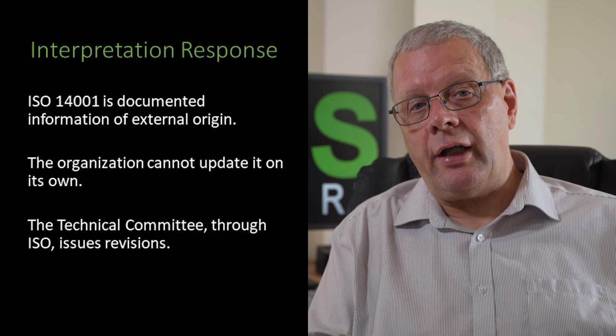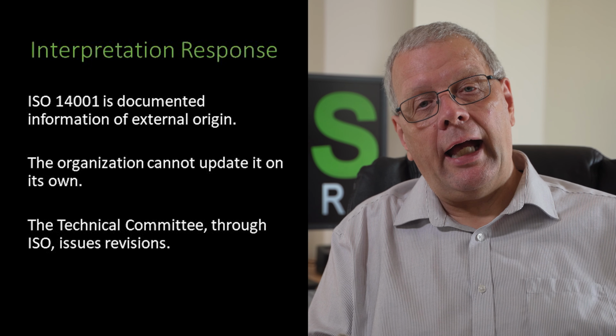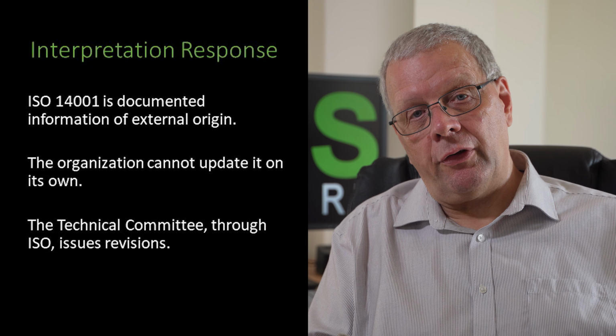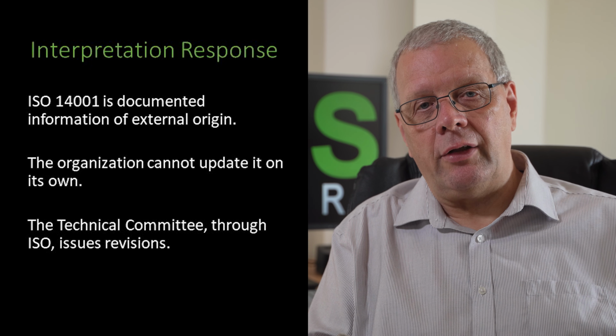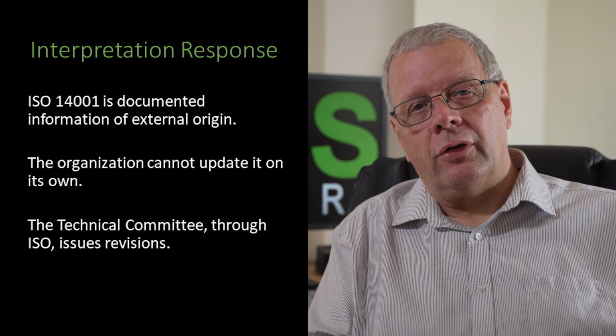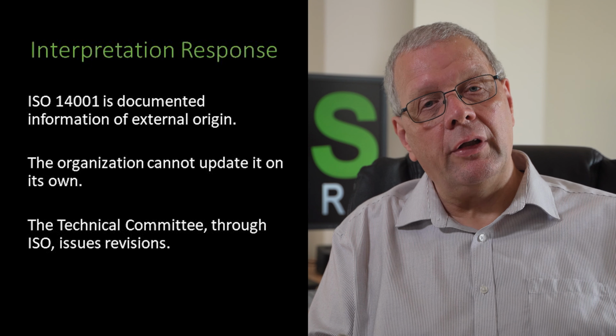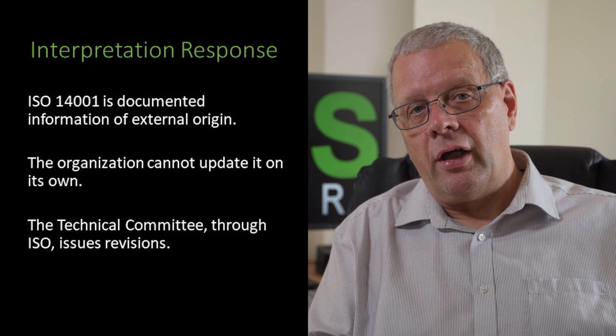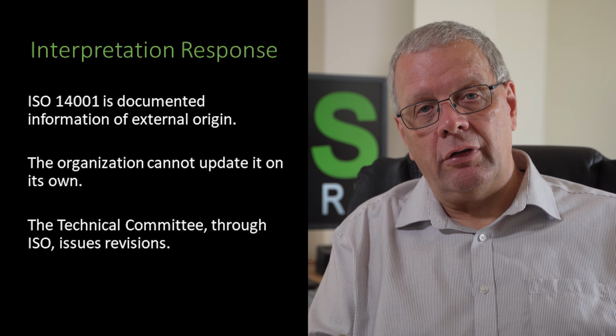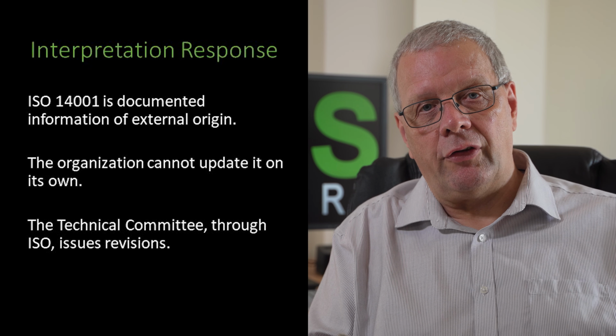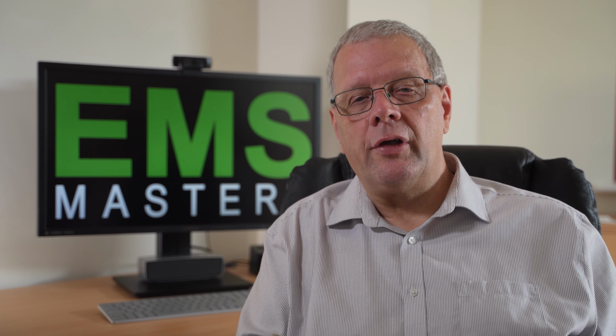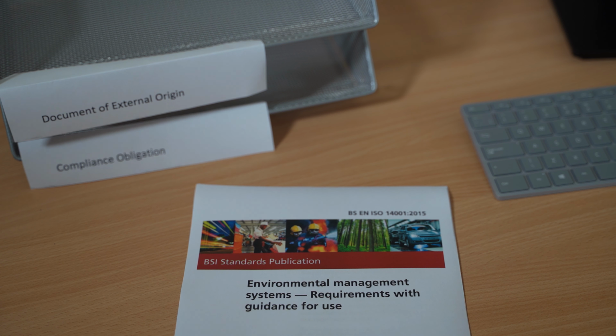Additionally, ISO 14001-2015 is documented information of external origin as provided in clause 7.5.3, as the organisation cannot update this document on its own. The Technical Committee TC207 SC1 can do this through the ISO structure and can issue revisions, but the organisation does not have this capability. So, to summarise, the ISO TC207 Subcommittee 1 interpretation clarifies that ISO 14001-2015 is both a compliance obligation and documented information of an external origin.